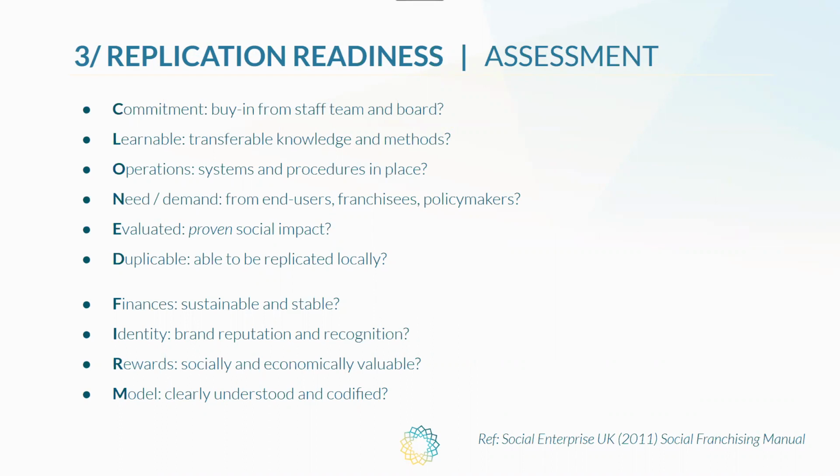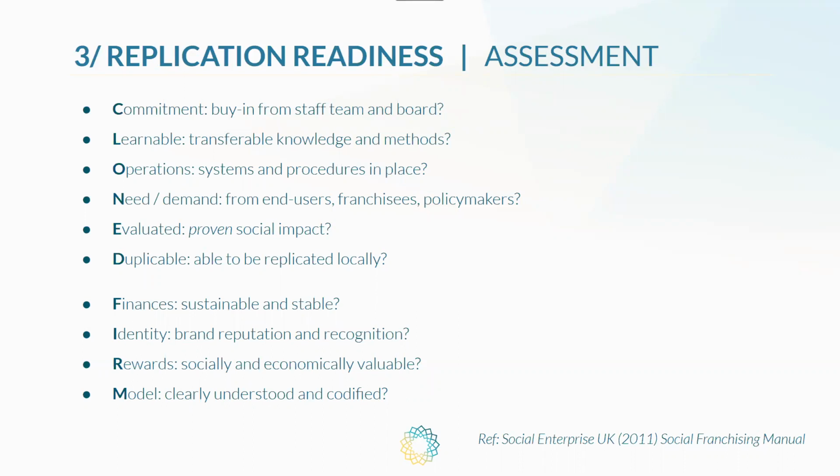Again, in the reading, you'll find the Social Franchising Manual from Social Enterprise UK. There's a really useful replication readiness test in there based around the acronym of cloned firm. And it gives you a bunch of questions just to ask your organization to see, do you have the right buy-in from staff, team and board for what it is you're trying to do in terms of replication or scaling? Is what you're doing currently transferable in terms of the knowledge and methods, or do you need to translate it in different languages and so on? Have you got all your systems and procedures in place so they can be easily given to somebody else to operate what you do in another place?